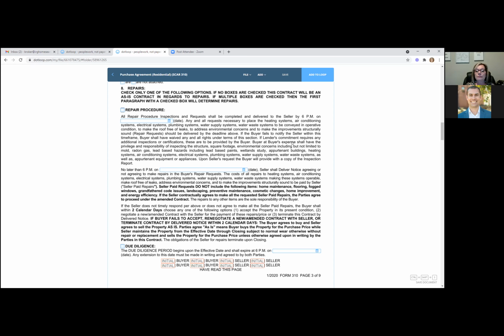If lender's commitment requires any additional inspections or certifications, these are to be provided by the buyer. Where this could come in is if it is a VA, USDA, or FHA. When their appraisers go out, they also do inspections. It's not like a home inspection, but they do inspections. So if any of those things are required by any of those, that's at the buyer's expense.